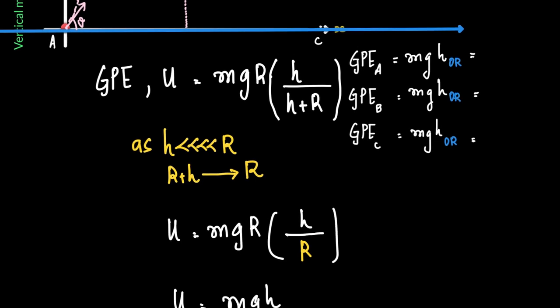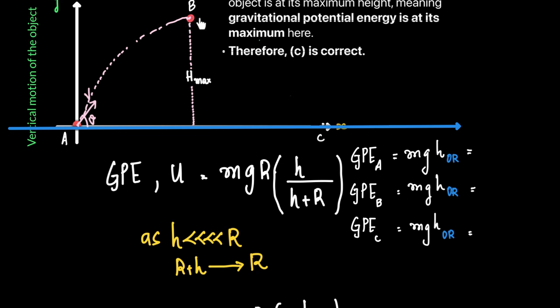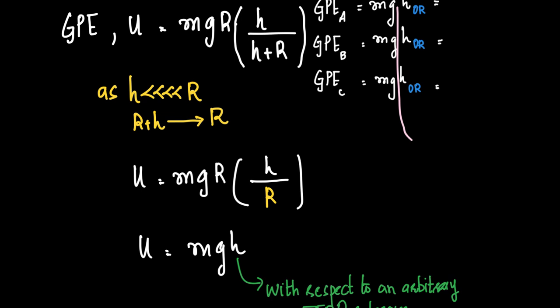Now, let us try to connect the chapter gravitation and work energy power here. See, by the theory that we learned in gravitation, what is gravitational potential energy? U is equal to mgr into h by h plus r. But since this projectile motion takes place very close to the surface of Earth, I would like to repeat that point, we can say that when compared to the radius of the Earth, this height is extremely less. And since it is extremely less, we can therefore approximate r plus h as r. Instead of r plus h, we can substitute that with r, and r by r becomes 1, and therefore U is equal to mgh.